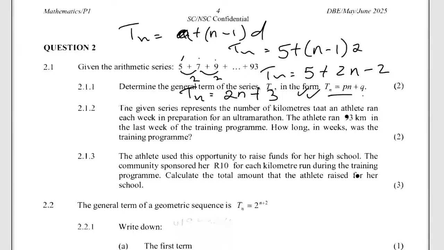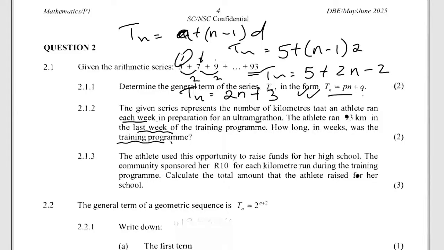Then 2.1.2, they're telling us the given series represents the number of kilometers that the athlete ran each week. In week 1, the athlete ran 5 kilometers. In the second week, the athlete ran 7 kilometers, up until the last week where the athlete ran 93 kilometers. So they are preparing for the ultra marathon. How long in weeks was the training program?